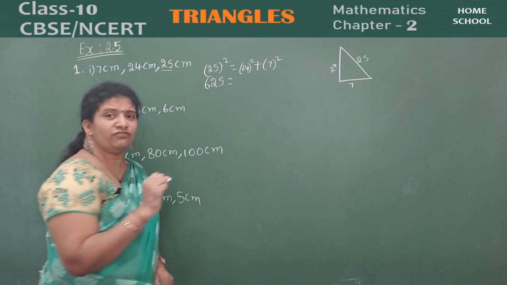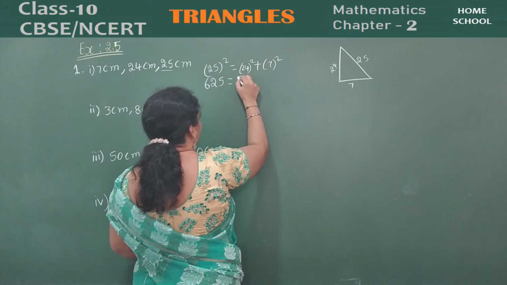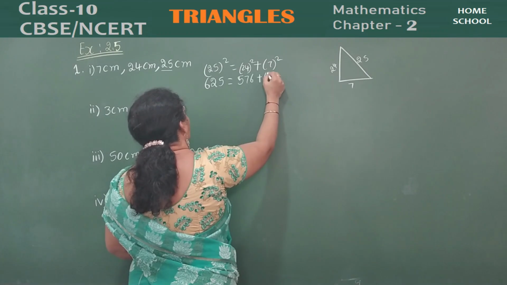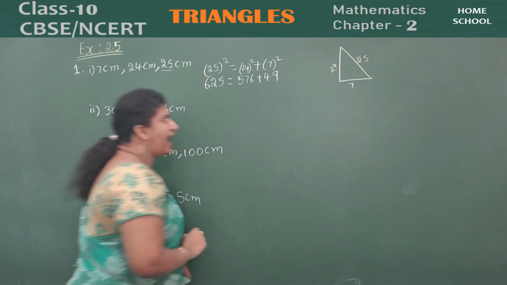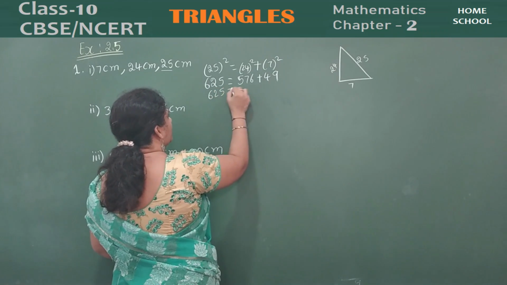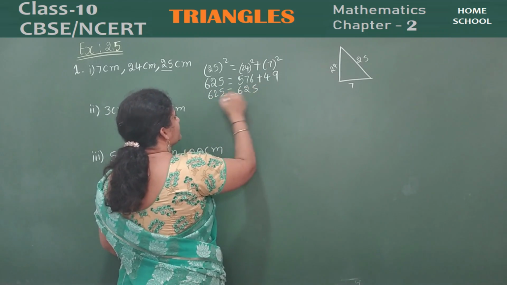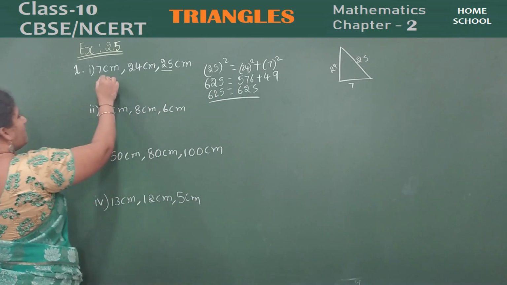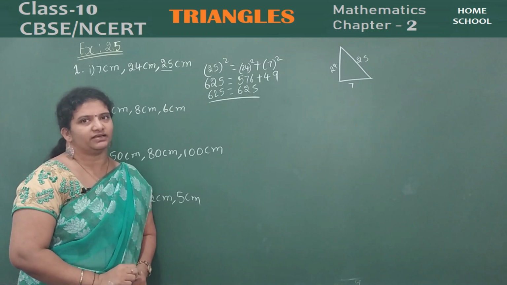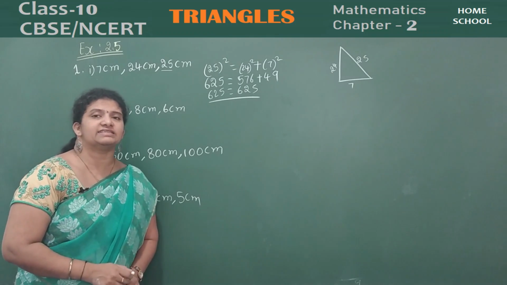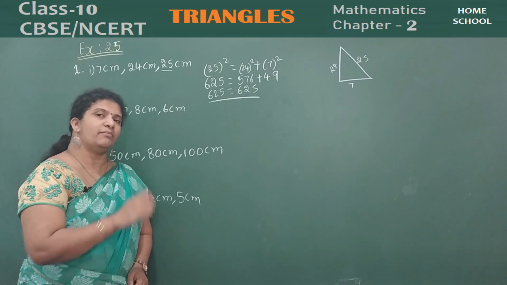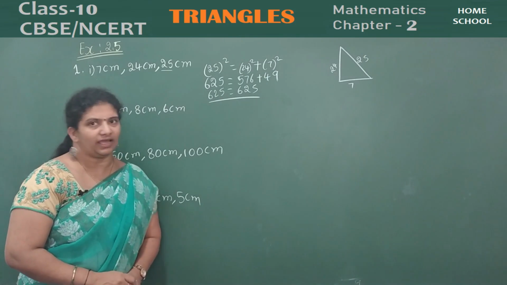Now 25 squared, so how much? 625. 24 squared, so it will be 576. 7 squared, so 49. So add these two, children. How much will it be? 625 equal to 625. Yes. Therefore, this is a Pythagorean triplet. So what is this, children? It is a right angle triangle's sides. These are the measures of a right angled triangle.